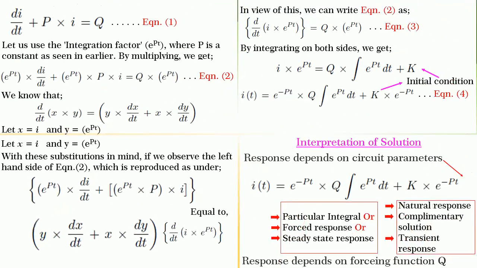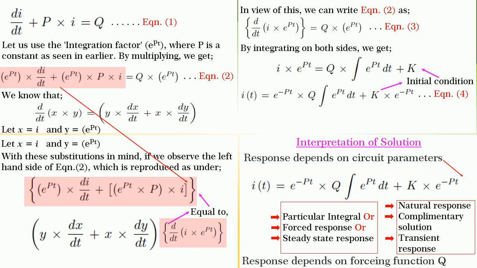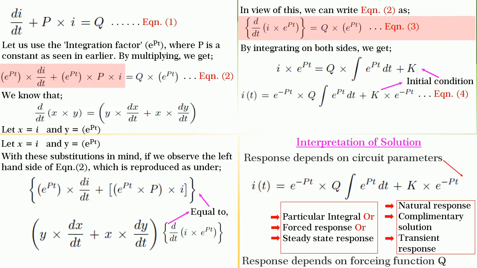So, you see that the left hand side of equation 2 is equal to d by dt of I into e to the power of pt. In view of this, we can write equation 2 as d by dt of I into e to the power of pt equal to q into e to the power of pt. Let it be equation 3.